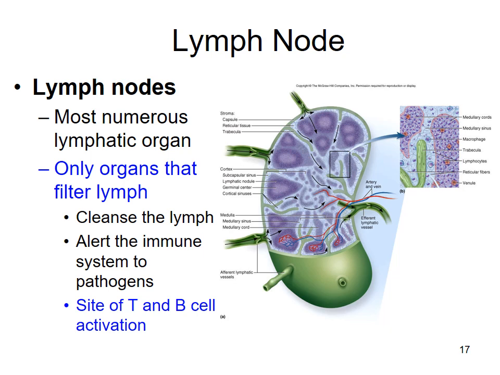And that would then be an excellent way for your T cells and your B cells to become activated and to be brought over to the site of injury. And we wouldn't know if you had any type of pathogen unless you filtered the fluid, and the only location to filter it is in your lymph nodes. So your lymph nodes are the only organ that will filter the lymph, and they're also the most numerous lymphatic organ that we have within the system.